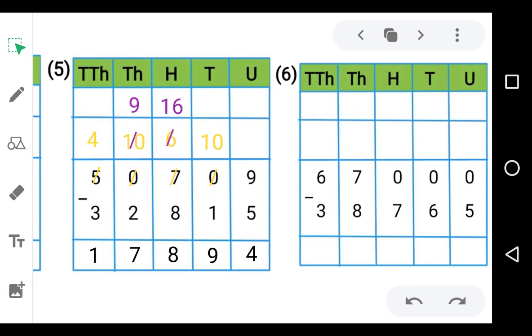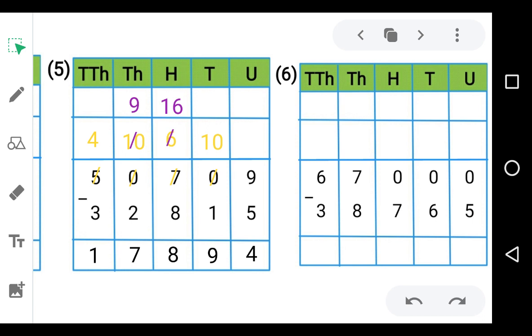In the next the numbers are given 67,000 and 38,765. Here we have to subtract 38,765 from 67,000. See at the unit place we have to subtract 5 from 0. We cannot subtract 5 from 0. So we borrow 1 from the next place, but there is again 0 at the tens and hundred place. So we borrow 1 from the thousand place.